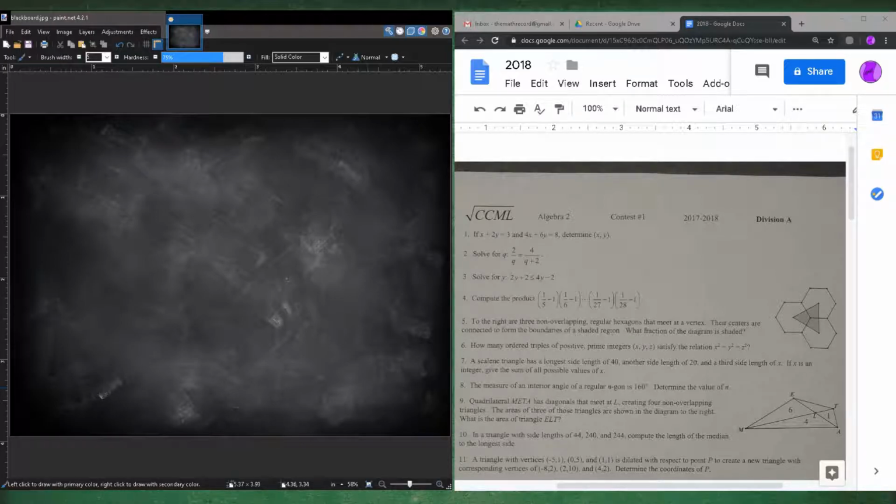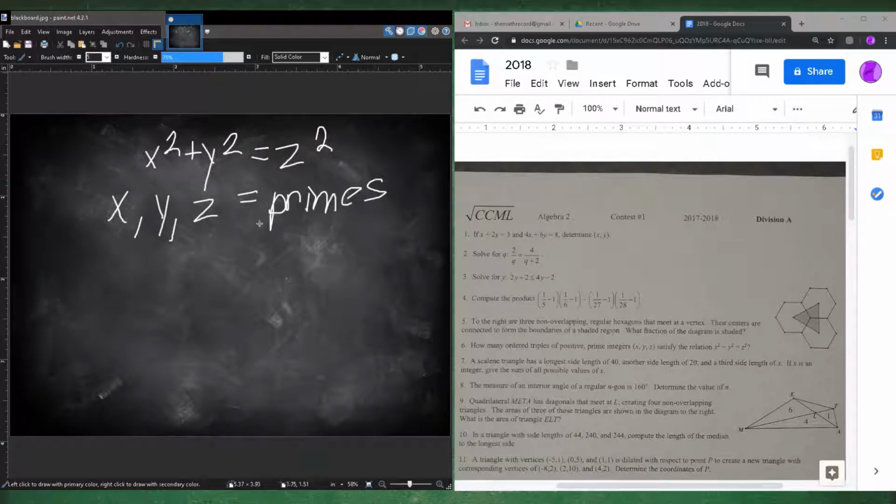How many ordered triples of positive prime integers x, y, and z satisfy the relation x squared plus y squared is equal to z squared? Okay, so x squared plus y squared is equal to z squared. And x, y, and z are all primes.